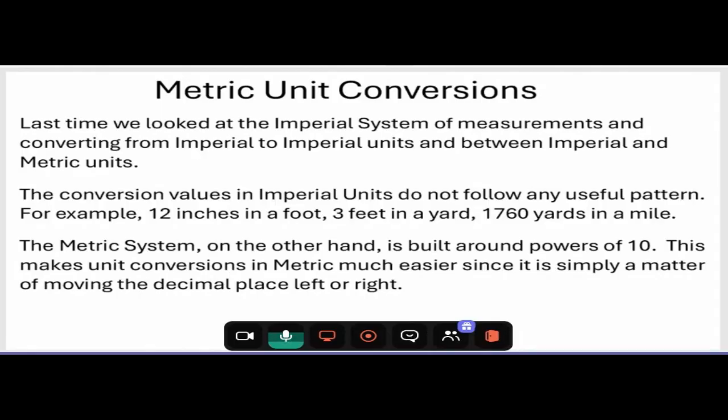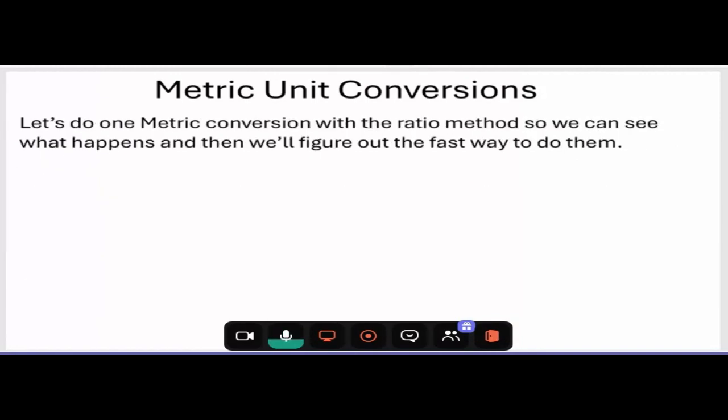The imperial system just sort of happened over 1,000 years or so. And eventually, people were all using these sorts of measurements and they decided to standardize them. And that's where all the weird conversion factors came from. The metric system, on the other hand, was designed intentionally to be a simpler way to do your measurements. So we're going to do our very first metric conversion using the ratio method from imperial, even though that is not what you want to do, but just so you can see what happens and see that you really are doing the same thing. There's just a big shortcut in these.